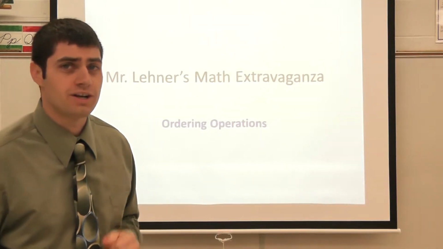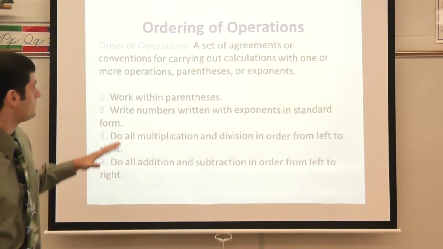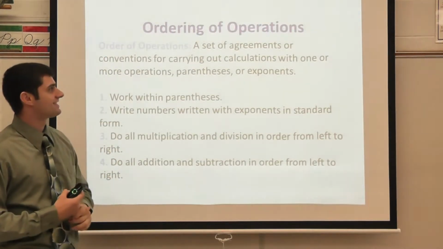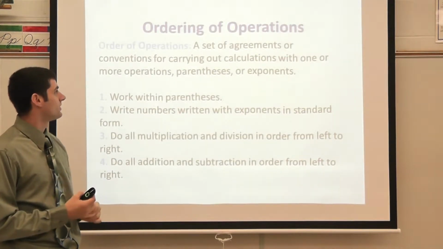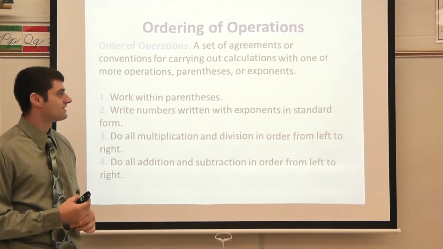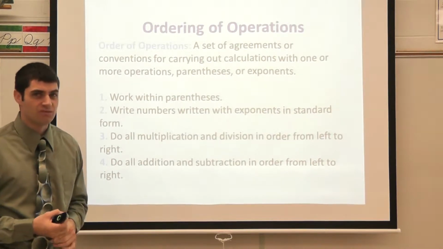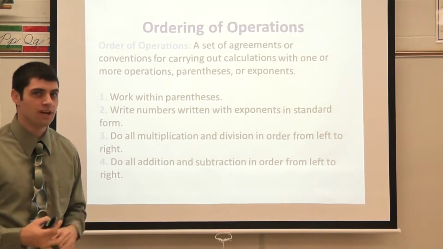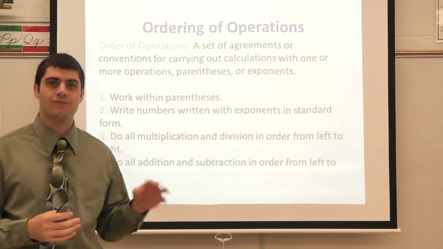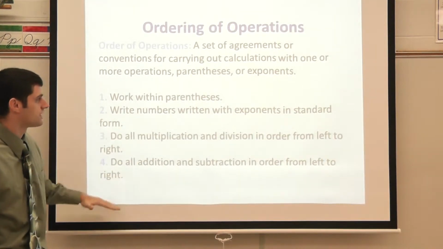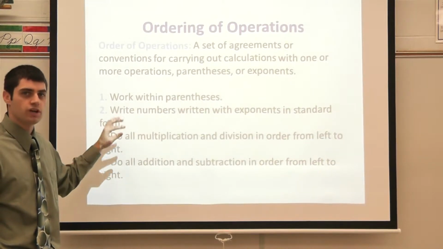Let's take a look at exactly what that means. The order of operations is a set of agreements or conventions for carrying out calculations with one or more operations, parentheses, or exponents. What? Kind of a goofy definition, right? It's got all the different parts to it, but it's a formula, and we're going to follow this formula based on some rules down here. This might be a little bit easier for you to understand.